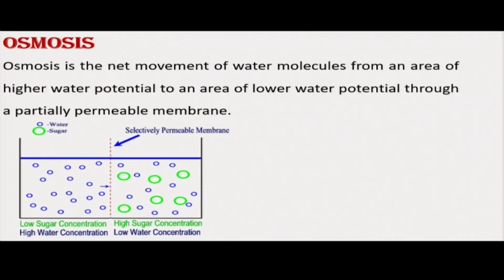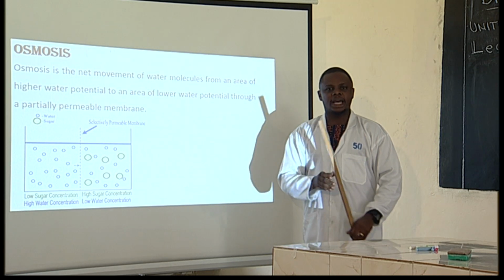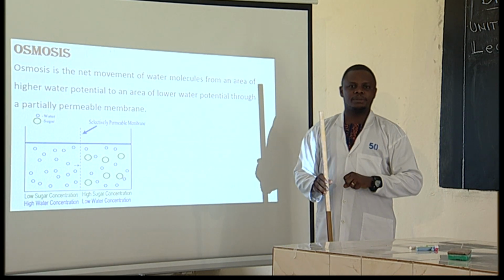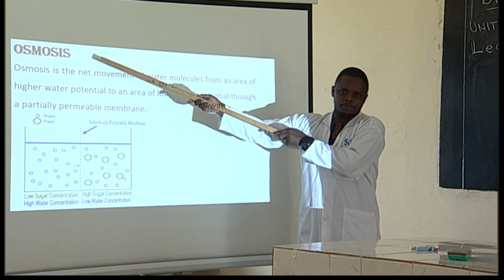Remember, water makes the biggest percentage of our body, which means it is needed by our body cells. So the movement of water from one part of the body to another is what we call osmosis.